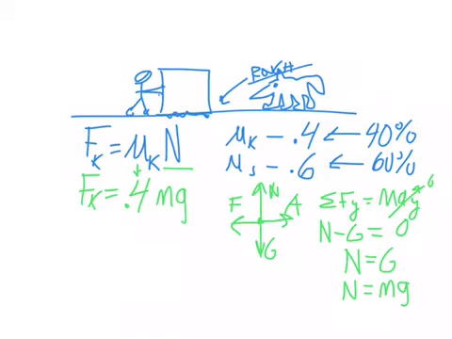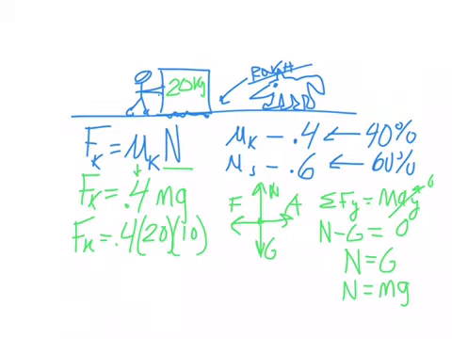So let's say the mass of this box is 20 kilograms. So now I have my kinetic friction force is 0.4, that 40%, my kinetic coefficient of friction, times my mass of 20, times my g of 9.8, which is pretty close to 10. So I can do the calculations for this and find out that the kinetic friction force on this box as it slides is going to be 80 newtons.